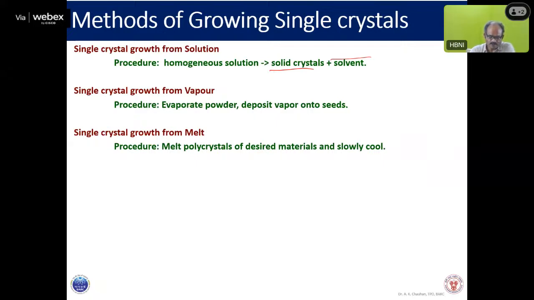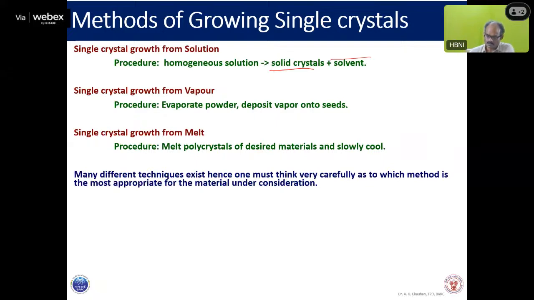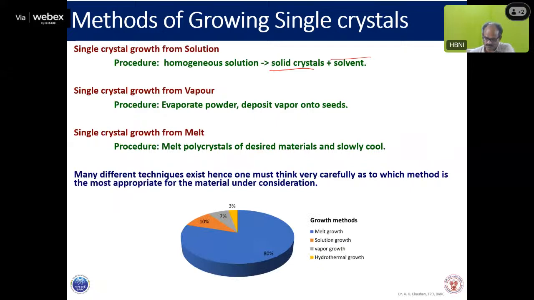Then single crystals from melt. The procedure is to melt polycrystals, or even if it is not polycrystal, you have the amorphous mass also, and then you just melt it and then slowly cool it. Then it will become crystal. But will it be a single crystal? It's not necessary. So many different techniques exist, hence one must think very carefully as to which method is the most appropriate for the material under consideration for the growth.